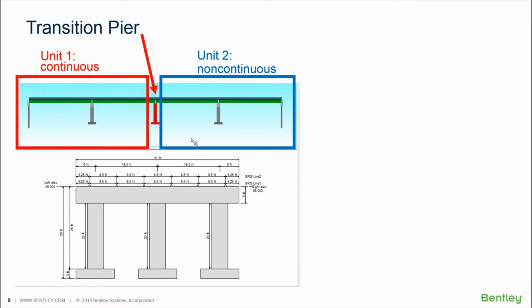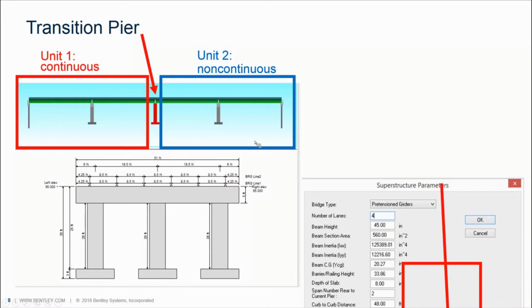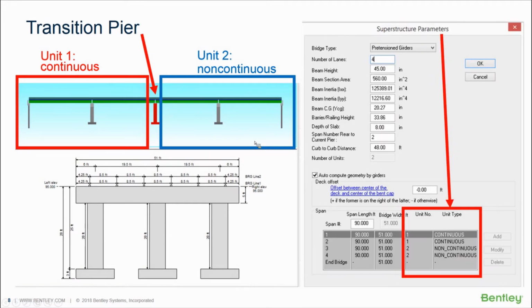If a pier is a transition pier, then there is extra information in the span table, in the superstructure parameter window, and the extra information includes the unit number and the unit type.